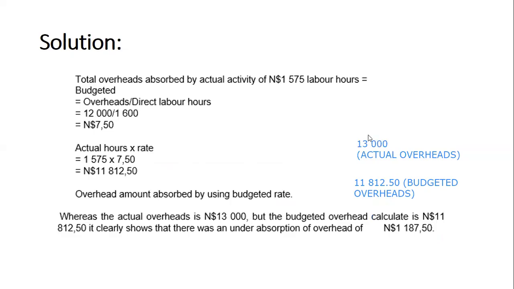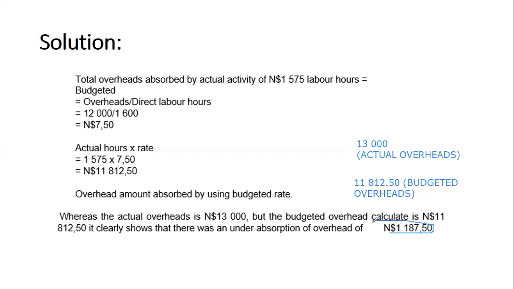Okay, so the actual overheads here is 13,000, and the budgeted overheads, which is what we calculated, is this one, which is less than the actual overheads. Therefore, the difference in the amounts is under absorption. The difference then is this amount. This is a difference and it's under absorption. Now, what does it mean?